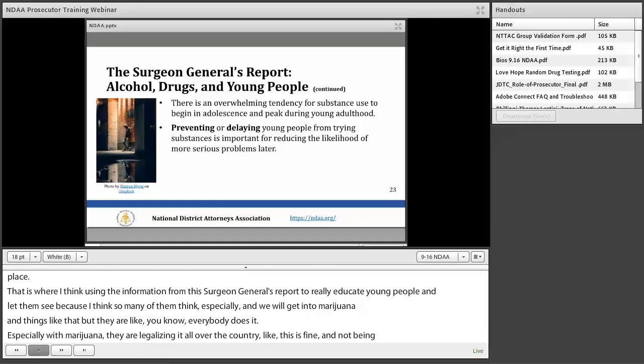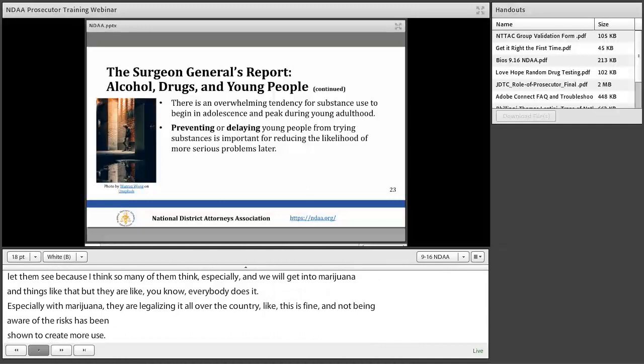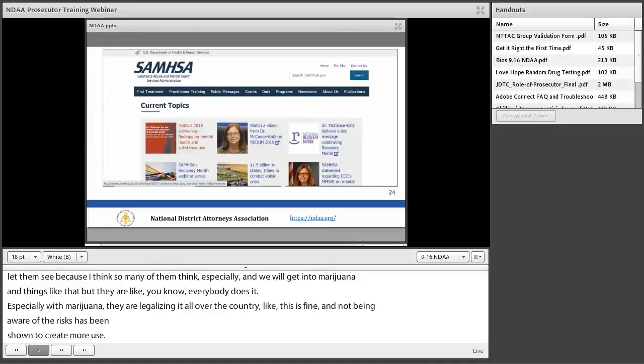So one of the things that we really have to do is get the message out there to the kids, to the parents, to the schools, to the judges, to the defense attorneys, everybody we can, because we need to smash the myth that it's a harmless rite of passage.